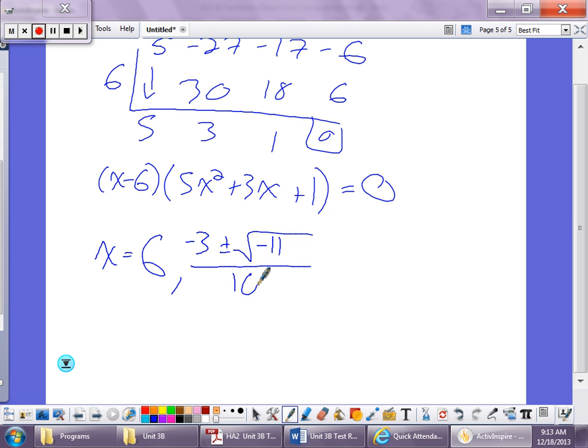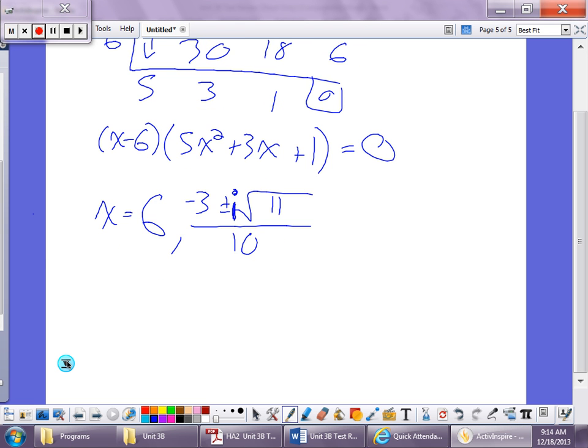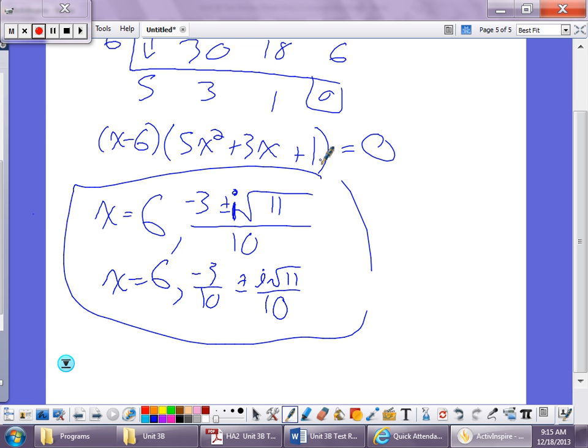over 10. So remember, when we get a negative under a square root, what do we do? Right, just take out an i. Right. So those would be your 3 solutions. But you could also write this second part, as I did on the answer key, as 6, negative 3 over 10, plus or minus i root 11 over 10. So I personally like this one better, but like I said, I'll give you credit for either one.